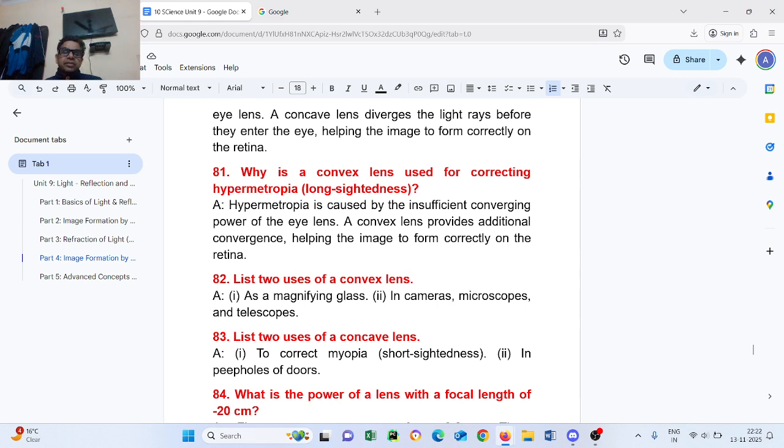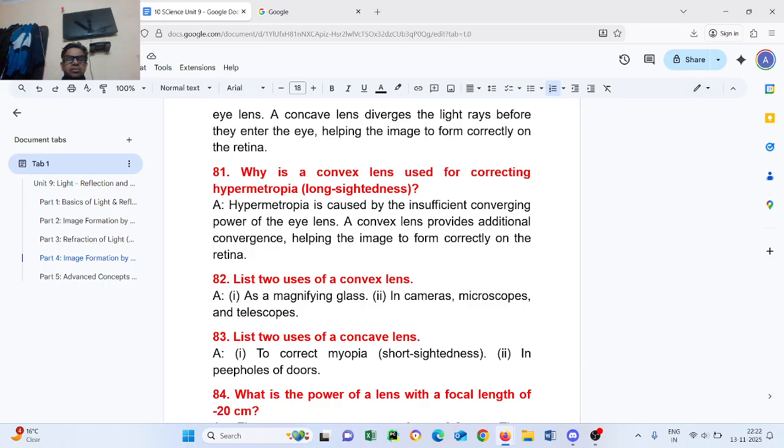Question number 81. Why is the convex lens used for correcting hypermetropia, long-sightedness? Hypermetropia is caused by the insufficient converging power of the eye lens. A convex lens provides additional convergence, helping the image to form correctly on the retina.